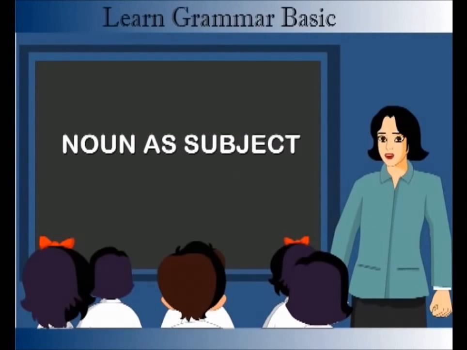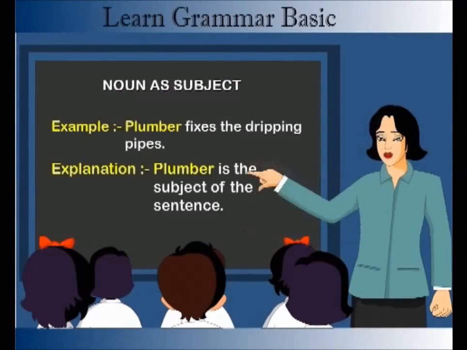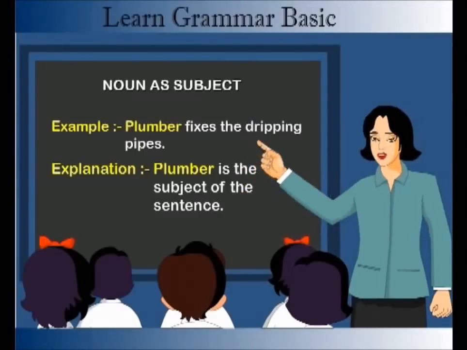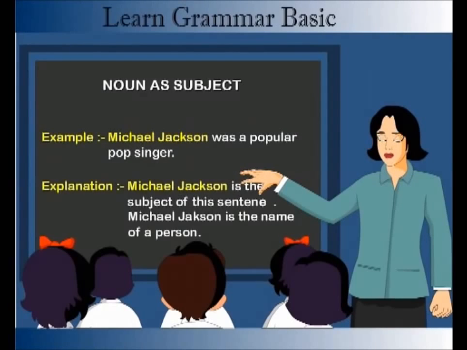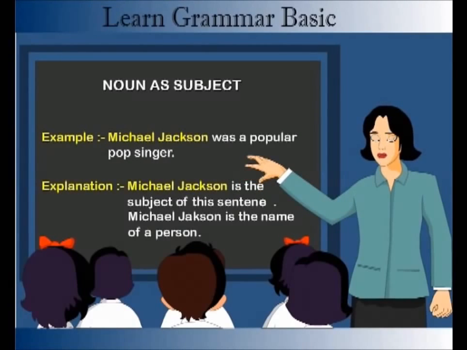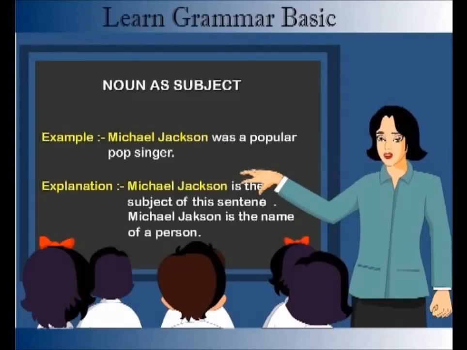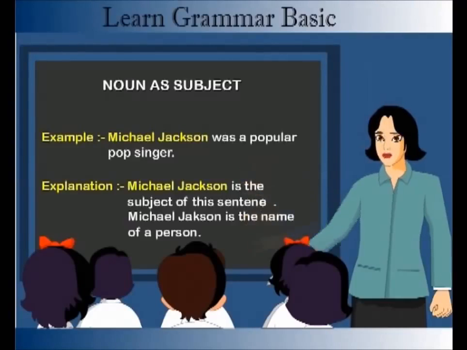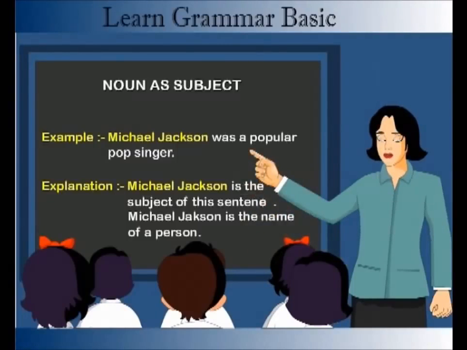Noun as subject. Example: the plumber fixes the dripping pipes. Explanation: plumber is the subject of the sentence. Example: Michael Jackson was a popular pop singer. Explanation: Michael Jackson is the subject of this sentence. Michael Jackson is the name of a person.